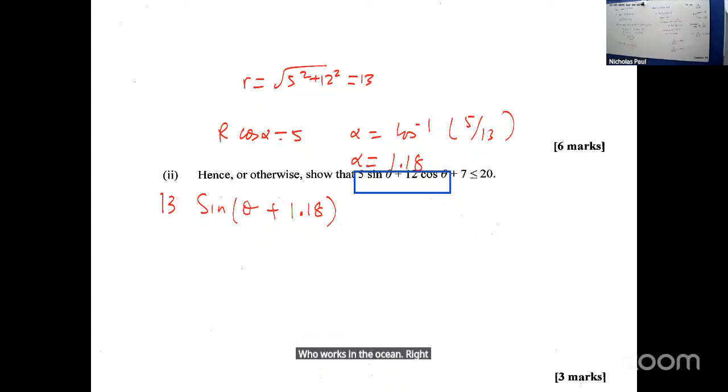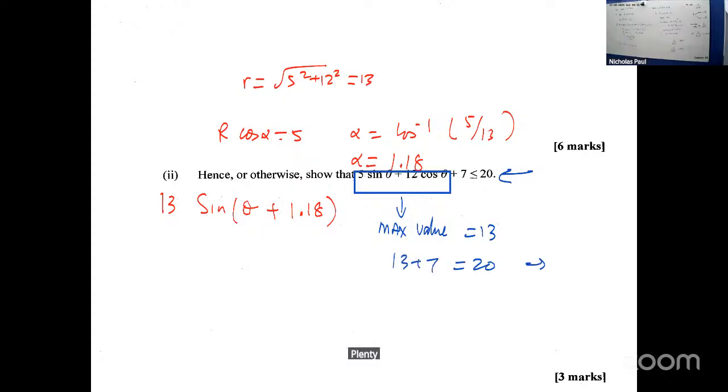Right. So you might recognize what's the largest value 5 sine theta plus 12 cos theta could be? The max value it could be is 13, right? Therefore, what's the max value this function could be? 13 plus 7 is 20. So that's the maximum value it can be. It cannot exceed 20. That's okay?